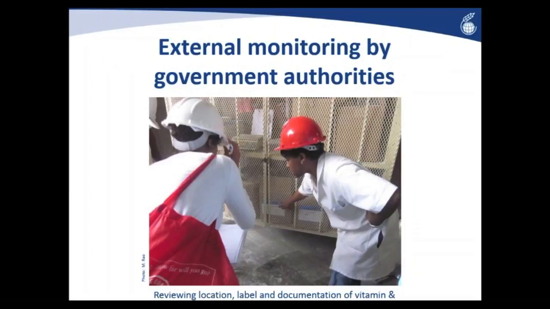On the left, we have Maya. She's an inspector with the Food Control Authority who arrived unannounced at the mill. She is reviewing the location and label of the vitamin and mineral premix stored in the mill's warehouse. She is also reviewing the mill's documentation that shows that the premix contains all of the nutrients specified in the country's standards. This is an example of external monitoring, which itself is a type of regulatory monitoring, which we said is the type of monitoring done by government authorities.